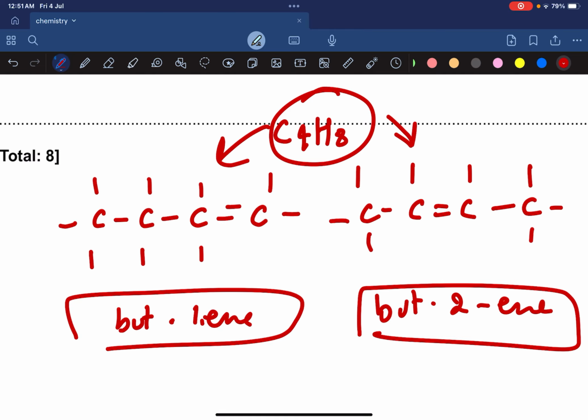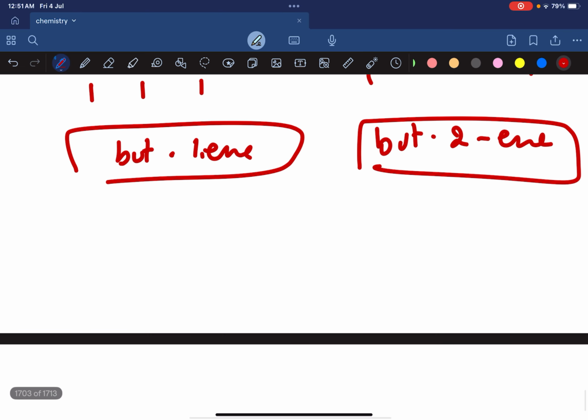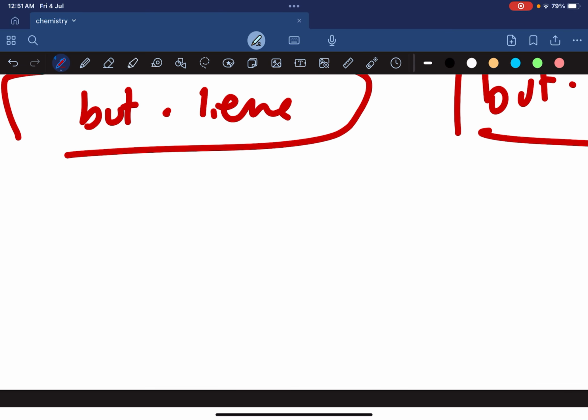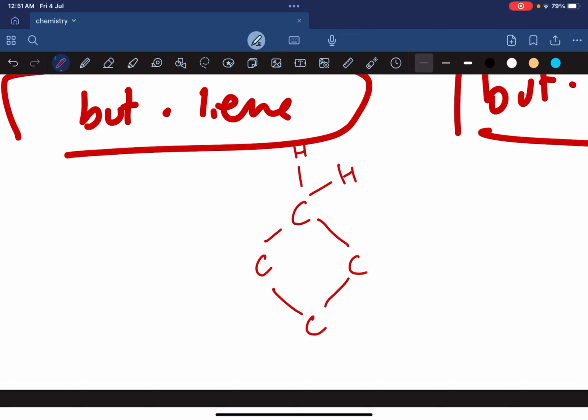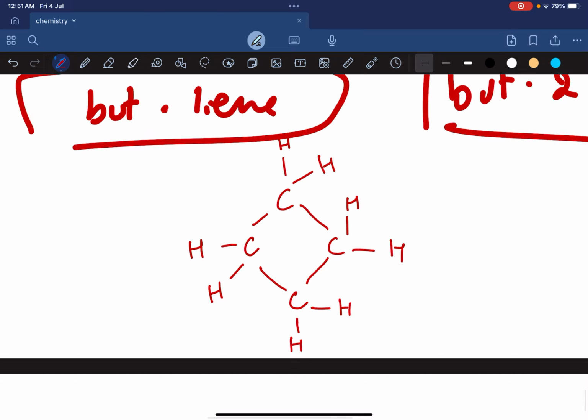Now, what if I tell you that I can make one other thing that is unbranched and has the formula C4H8? Let me draw it for you. That's a cycloalkane, which is going to be something like this. Hydrogen, hydrogen, hydrogen, hydrogen, hydrogen, hydrogen, hydrogen, and hydrogen. Count the hydrogens and count the carbons. This is C4H8 and this is cyclobutane.